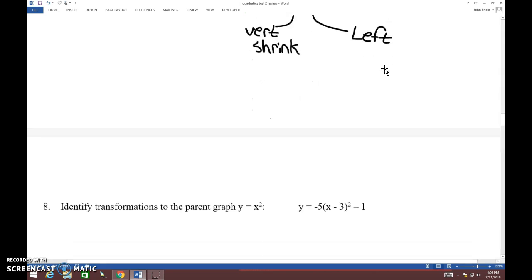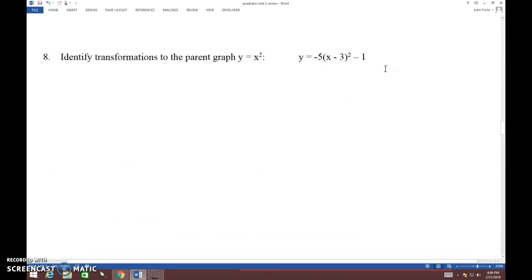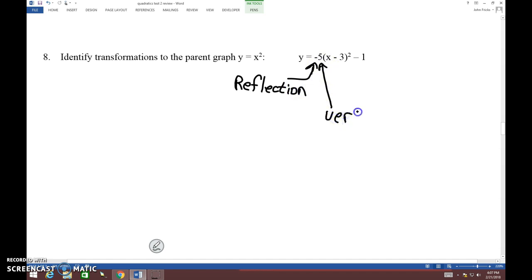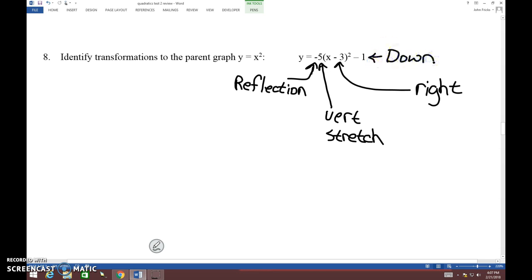And I believe number 8 was very similar to that. It had one more thrown in there, though. So in number 8, it said that we have a negative in front. So keep in mind, the negative just simply means that's a reflection or a flip. The 5 here is a number that's greater than 1, so that's actually going to be a vertical stretch. The number inside the parentheses is a negative 3, which means that moves to the right 3. And then the negative 1 on the end, that's up or down, so in this case it's negative, which means it goes down. So just make sure you review your rules on those, and you should be good.